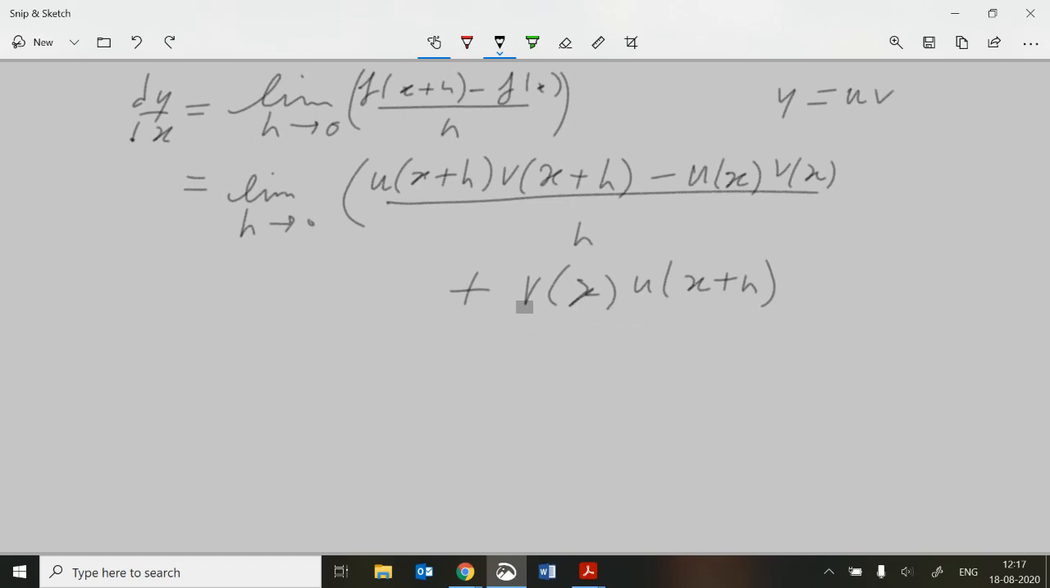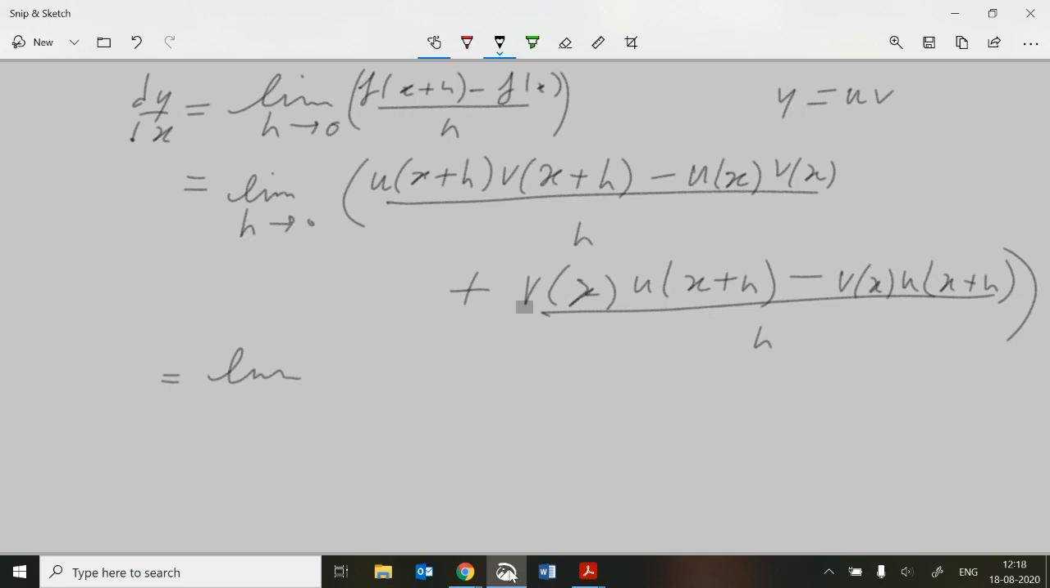Okay, so we've got that. So we're factorizing out v, and we're going to be left with our derivative of u. Now if we add this thing, well, we need to subtract this thing as well. So we're adding and subtracting the same thing here: minus v of x u of x plus h, and that thing is all just divided by h.